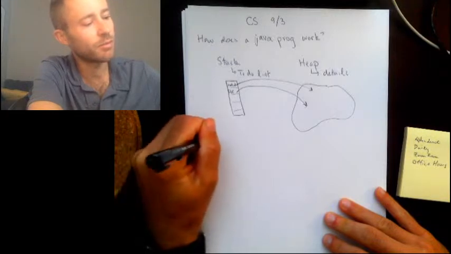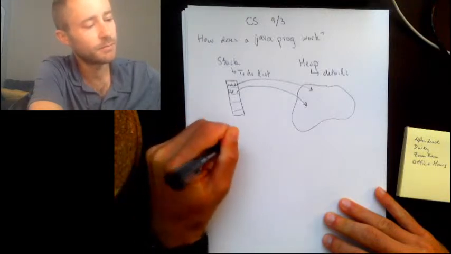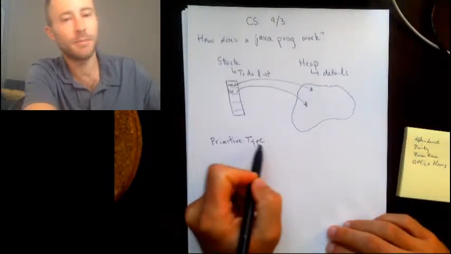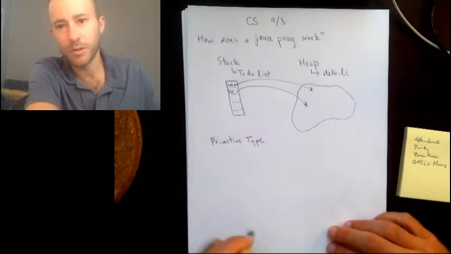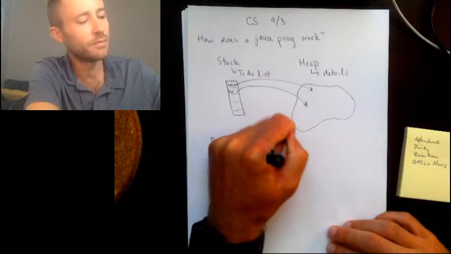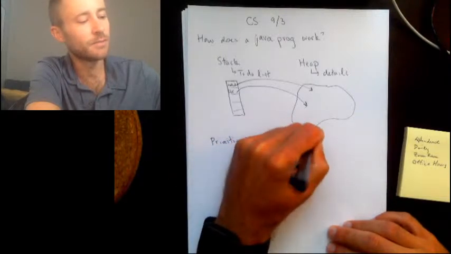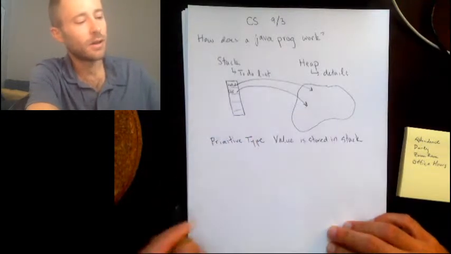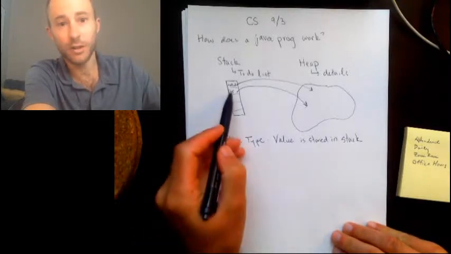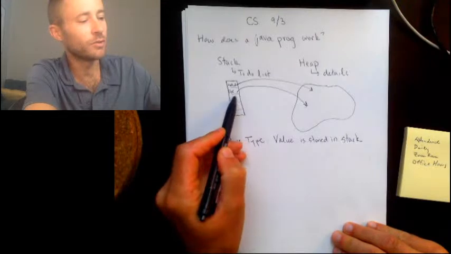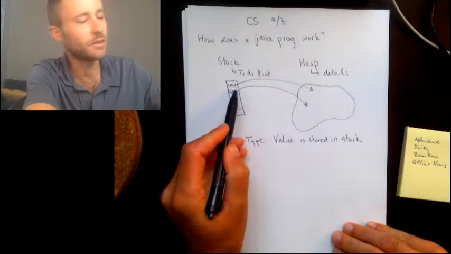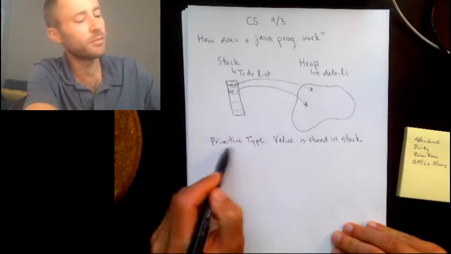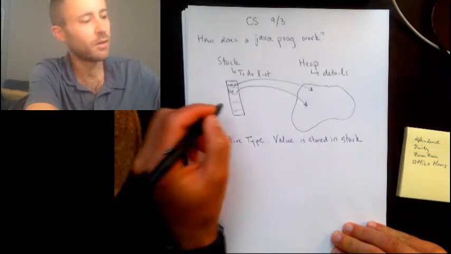There's something called a primitive type. What is a primitive type? For a primitive type, the value is stored in the stack. As opposed to a string, for example, where you don't store the actual data in the stack, you store the location of the data in the heap. For primitive types, you actually store the data itself.